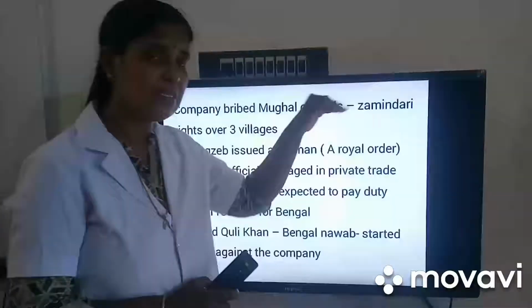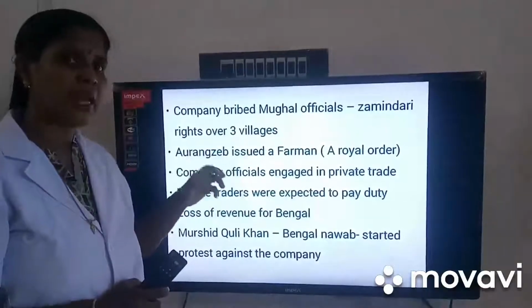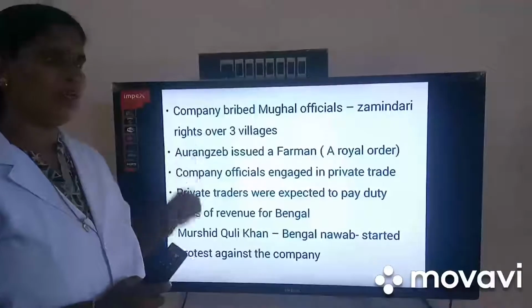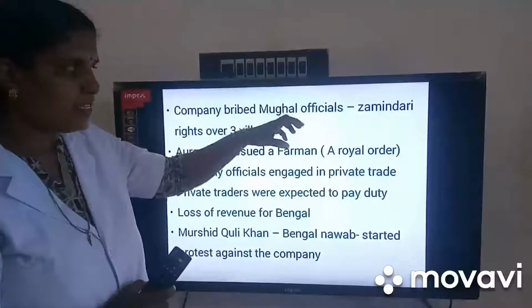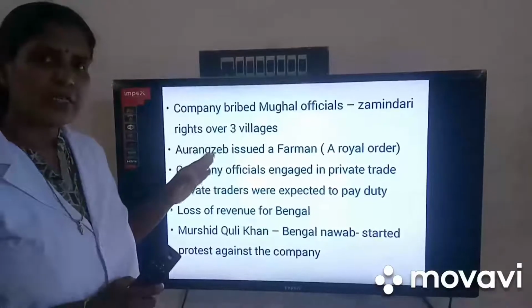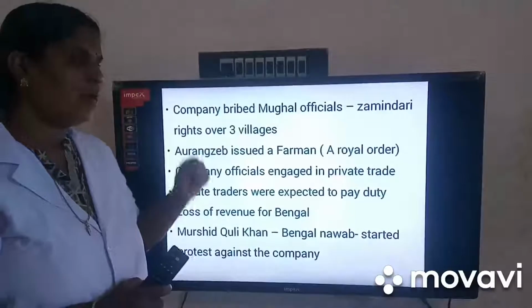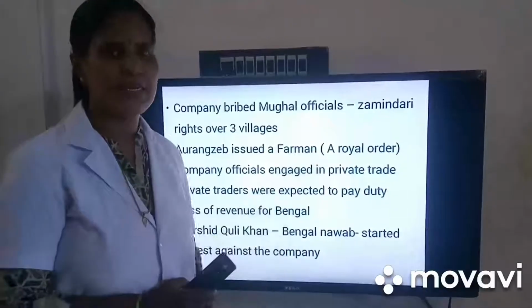What is meant by zamindari rights? Zamindari rights means they got ownership of the lands of these 3 villages. How did they get it? By influencing the Mughal officials. Then Aurangzeb issued a farman. What is meant by farman? That was a royal edict.